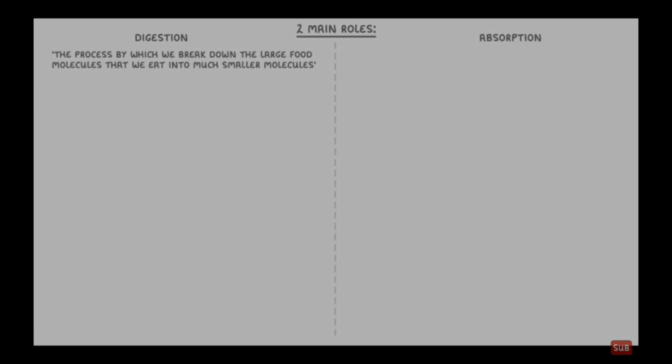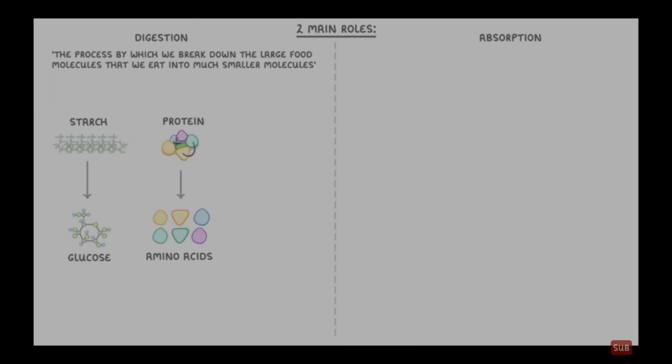Let's begin by looking at the role of the digestive system. You can think of the digestive system as having two main roles: digestion and absorption. Digestion is the process by which we break down the large food molecules that we eat into much smaller molecules. For example, break down carbohydrates like starch into glucose, break down proteins into amino acids, and break down lipids like oils and fats into glycerol and fatty acids.